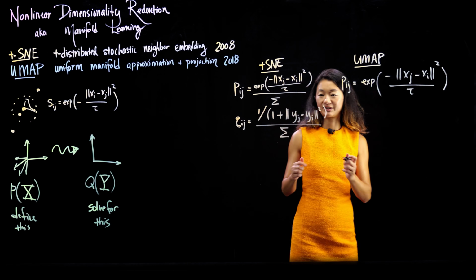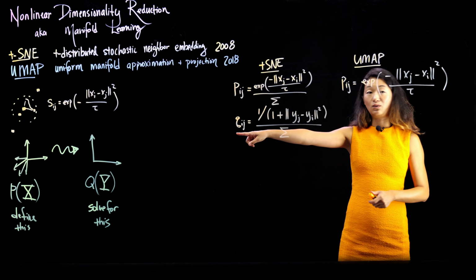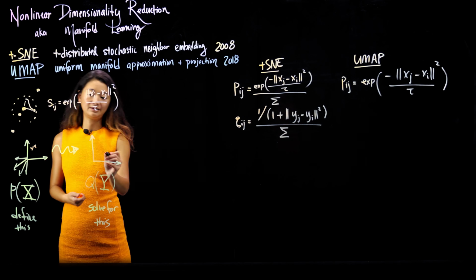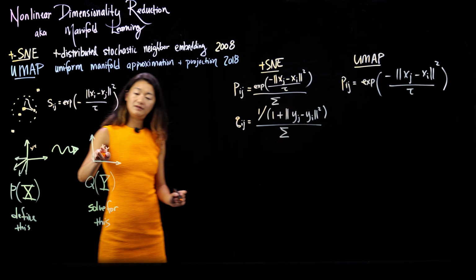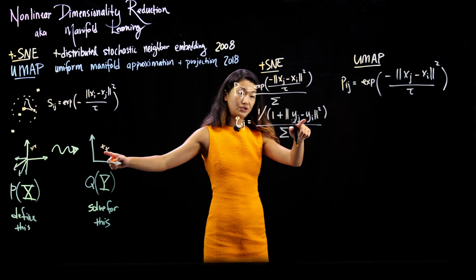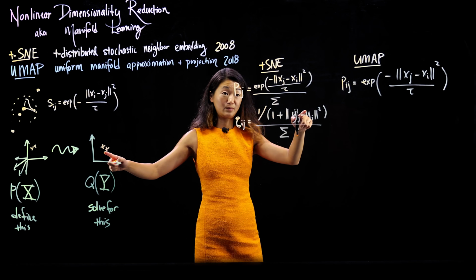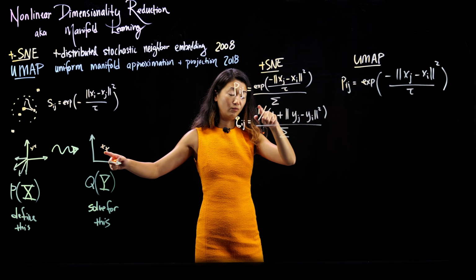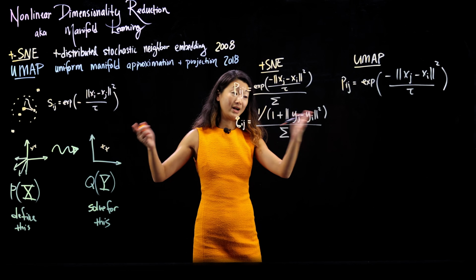Now, let's think about this for a second. So 2 points in y space. So I have 2 points over here and 2 points over here, right? If these 2 points are close, then this distance is going to be a small number. So this denominator is going to be 1 plus 0. 1 divided by 1 is 1. Okay, so this is going to be a 1.